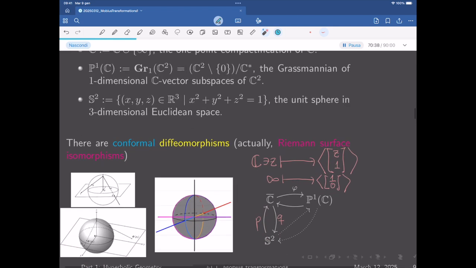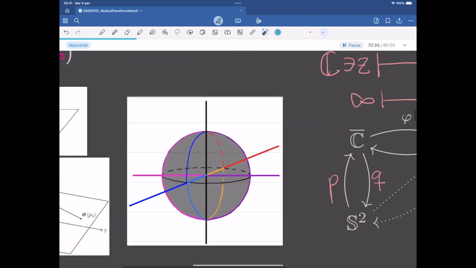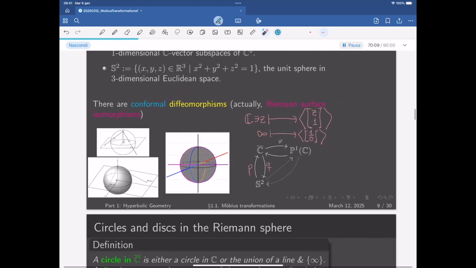In this picture in the middle, what you are seeing is the image of this interval, for example, is this circle segment, and that's what you're seeing, right? So the image of this very long straight interval is just this circle segment, etc.